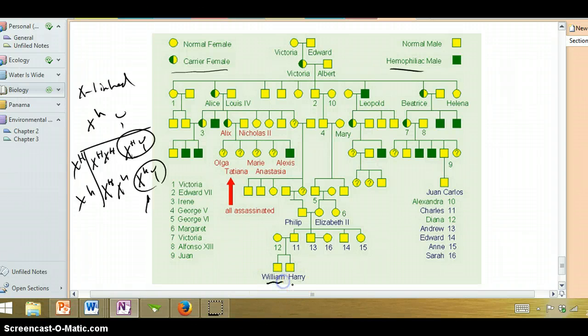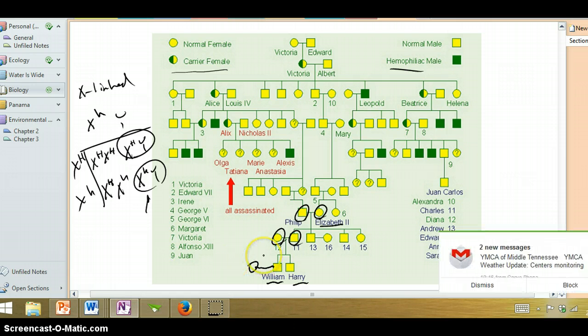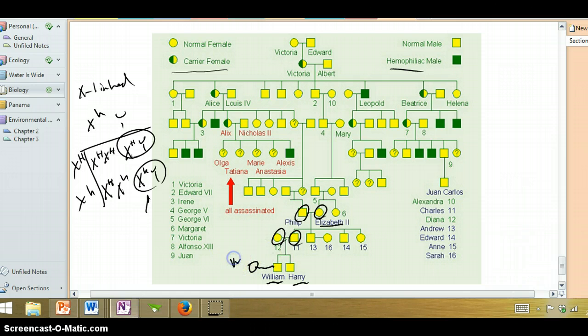Let's see, William, Harry, ooh, Elizabeth, Queen of England. So there's Elizabeth right there, Prince Philip. This is Prince Charles. This is Lady Diana. And there's William and Harry. I wasn't able to find an updated one, but there would be Kate. And they have a son named George. And as I understand, she is pregnant again, but I'm not sure if they've determined whether she is going to have a boy or a girl.